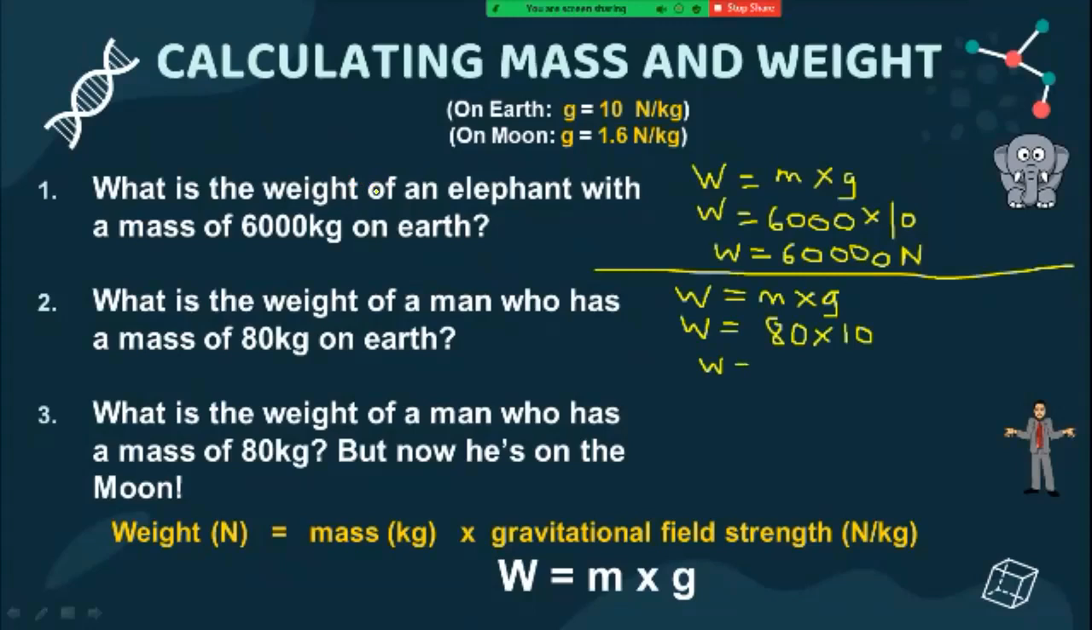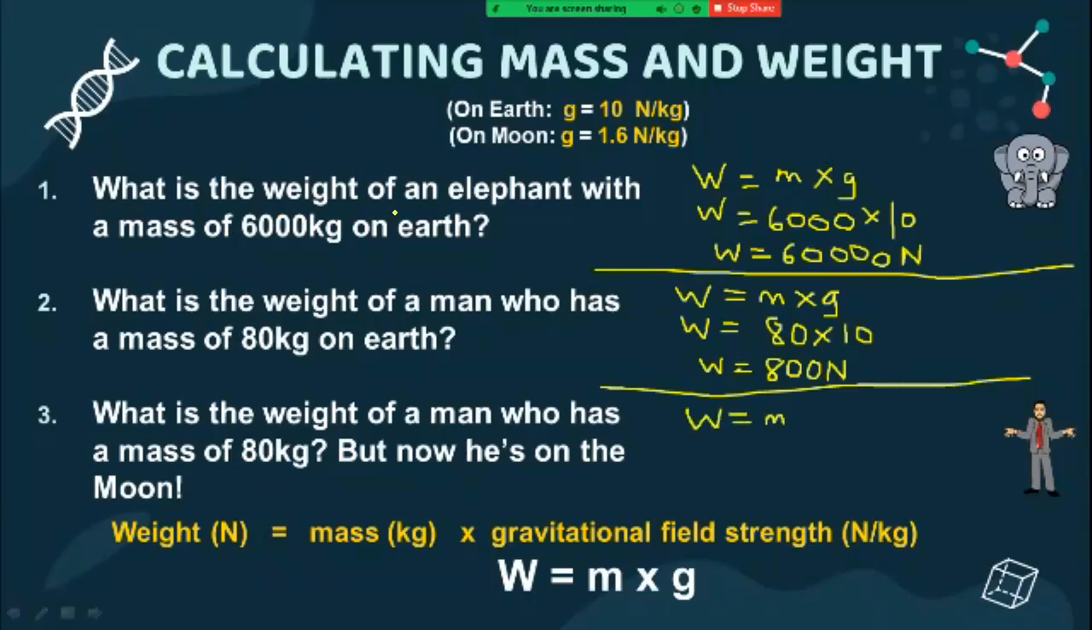And that gives us a value of weight that is equal to 800 Newton. So this 80 kg man weighs 800 Newton on Earth. That is the solution to question 2. Now we go to question 3. What is the weight of a man who has a mass of 80 kilogram, but now he is on the moon? Now we are working out the weight of this man on the moon.